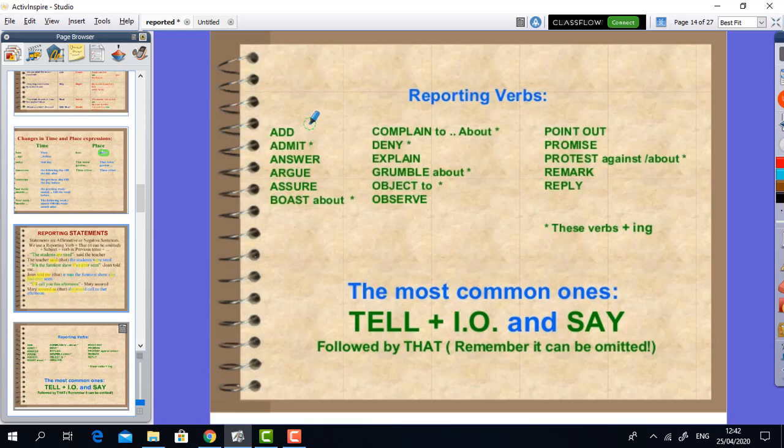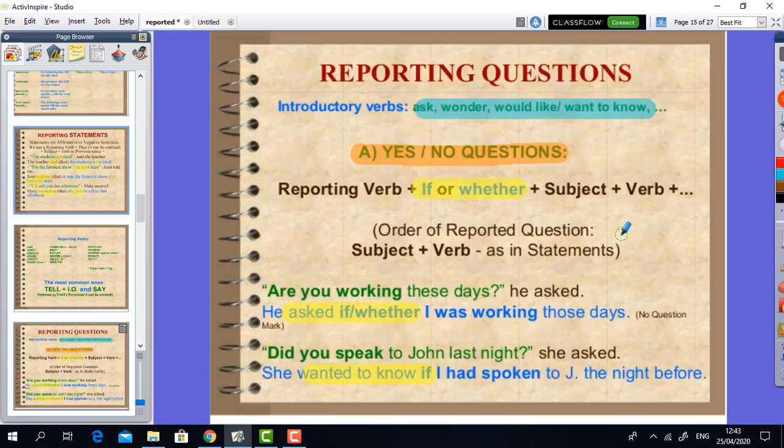So the verbs are and, admit, answer, argue, assure, boast about, complain to or about, deny, explain, grumble about, object to, observe, point out, promise, protest against or about, remark, reply. And you have to remember that after all these verbs you need a gerund, an ing form.